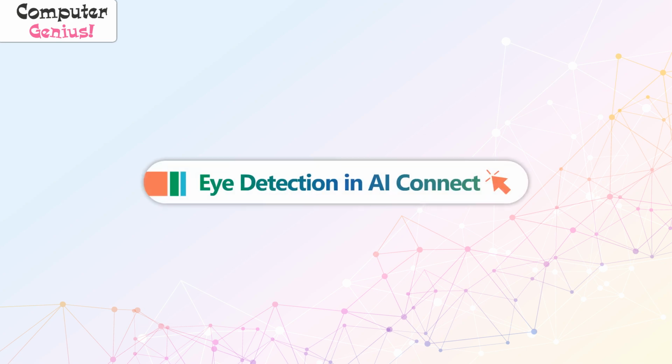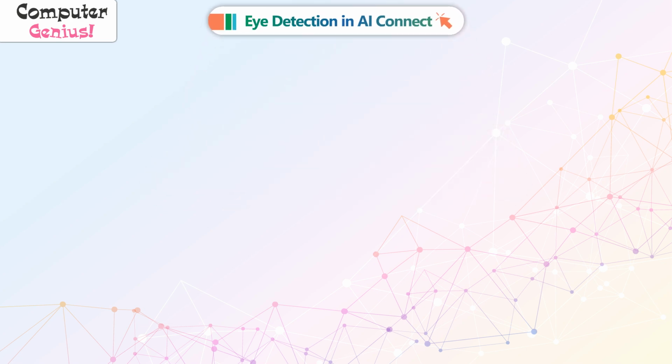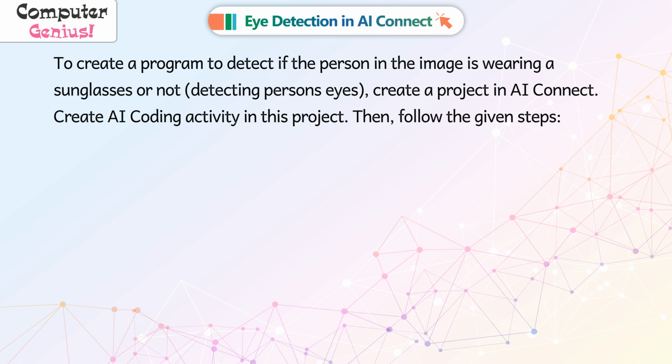Eye detection in AI Connect. To create a program to detect if the person in the image is wearing sunglasses or not, by detecting the person's eyes, create a project in AI Connect. Create an AI coding activity in this project.